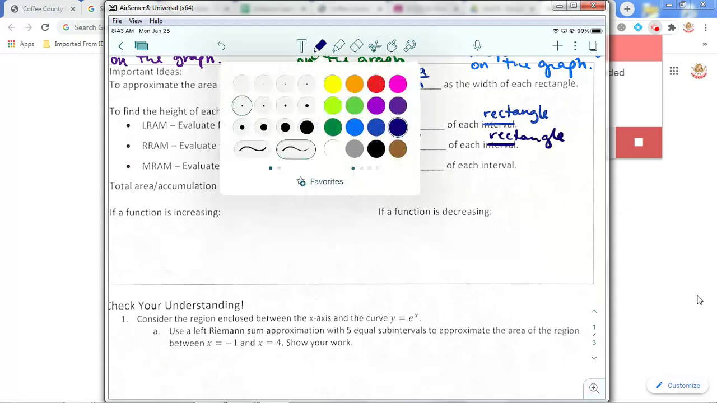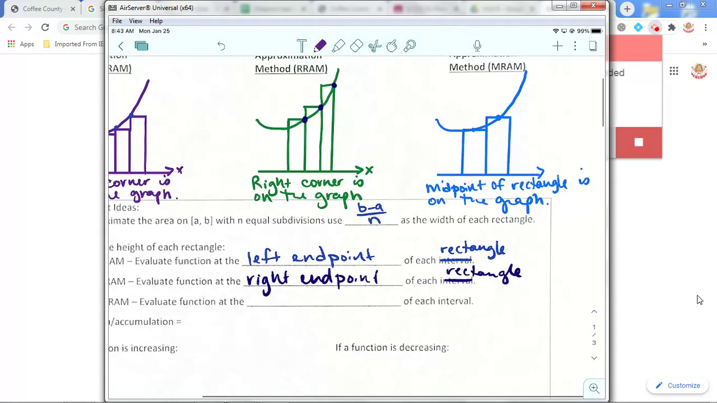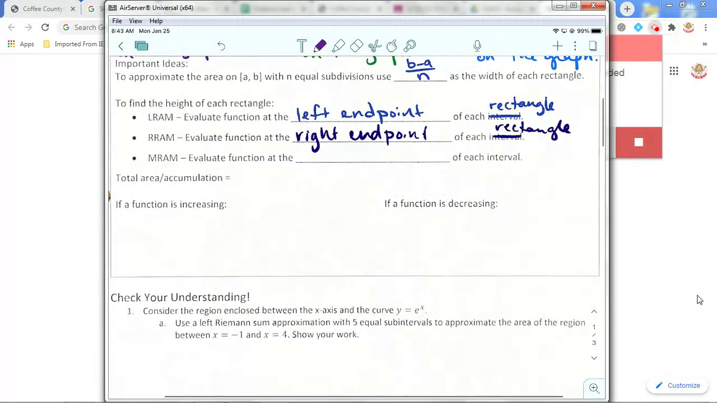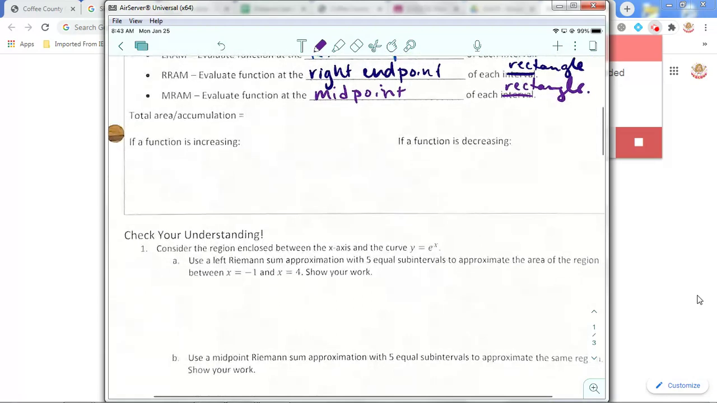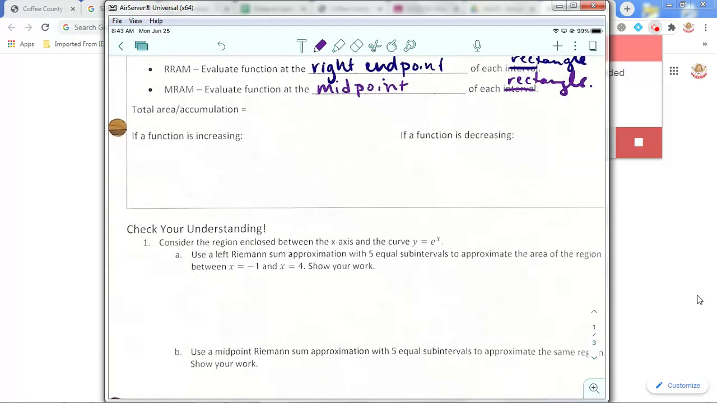Okay, and then for the midpoint, the height of each rectangle comes from the value of the function at the midpoint. So we're going to evaluate the function at the midpoint of each rectangle. All right, and then the total area, or the accumulation, is going to come from the sum of the areas of the rectangles.